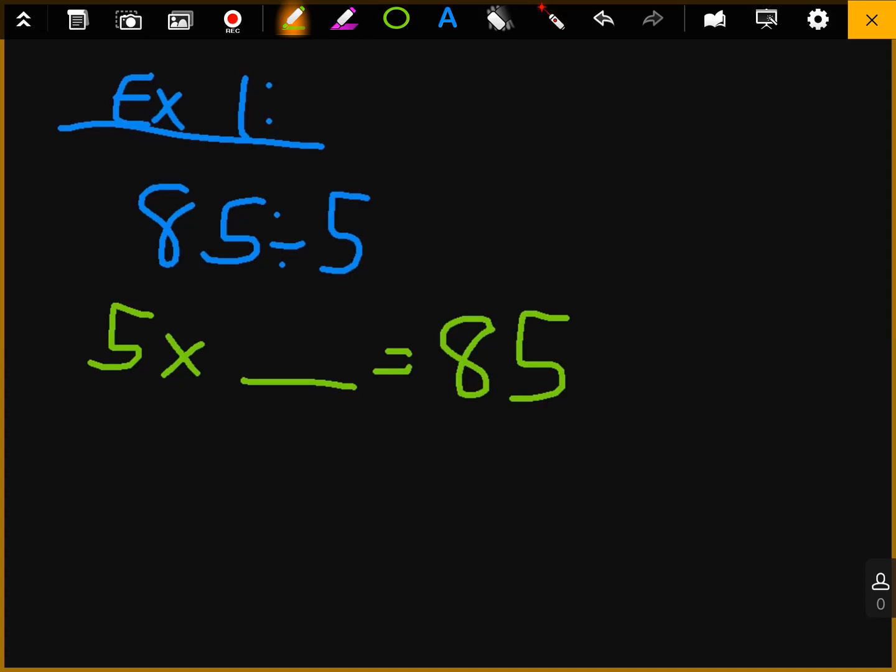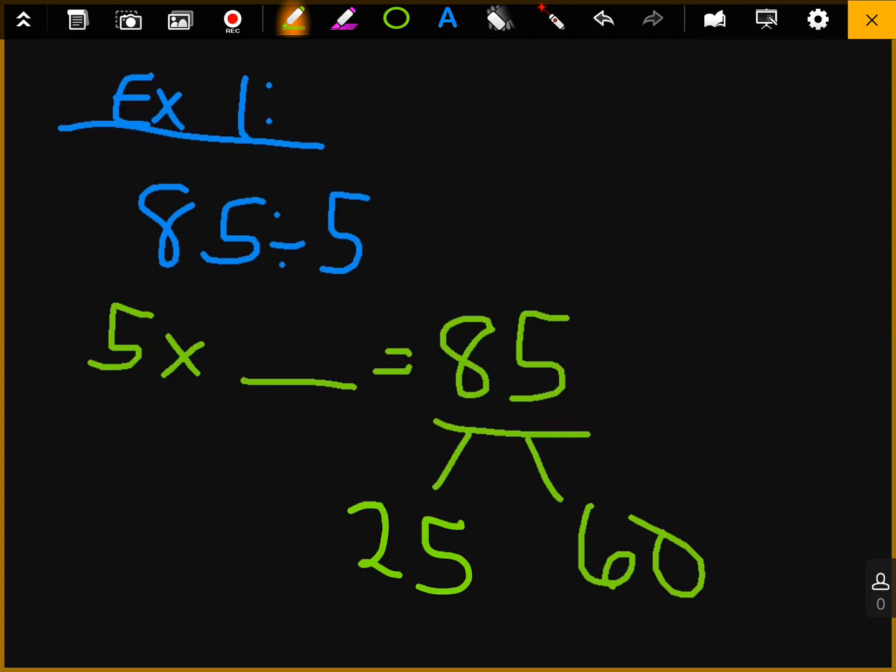Now the second step is to break the product, which is 85, into smaller numbers. I don't know off the top of my head what you have to multiply 5 by to make it 85. But I do know that 5 times 12 is 60. And I know that 5 times 5 is 25, so I could do that. Okay? And the reason I picked 25 and 60 is because when you add those together, it turns into 85.